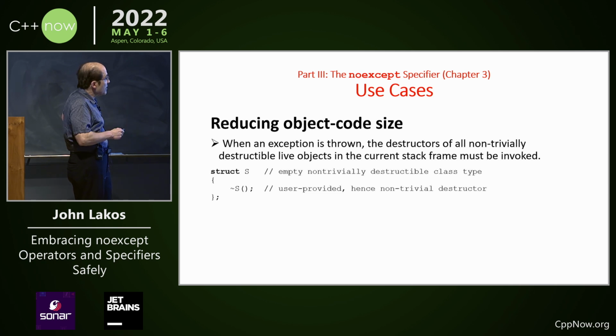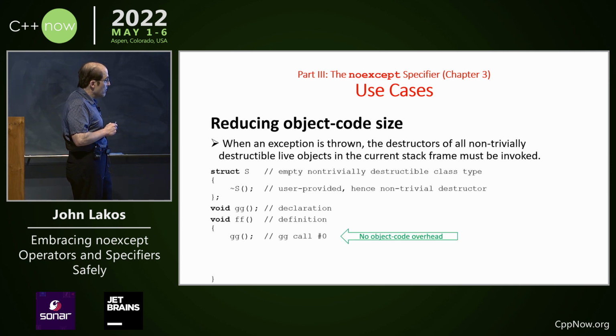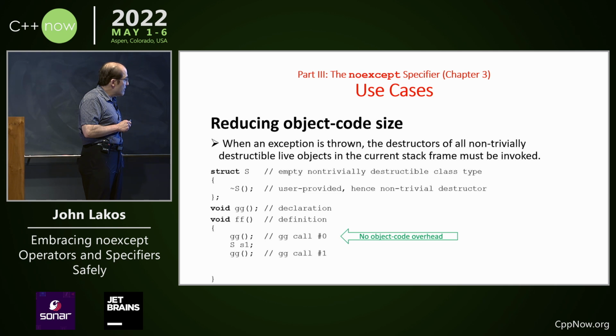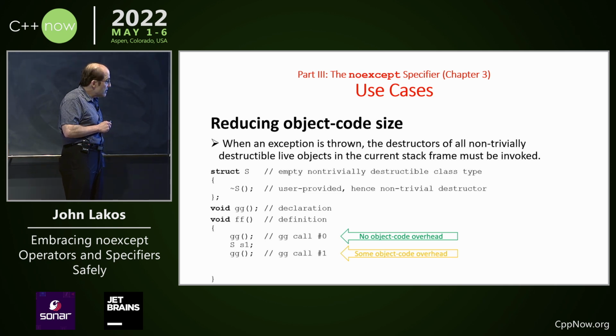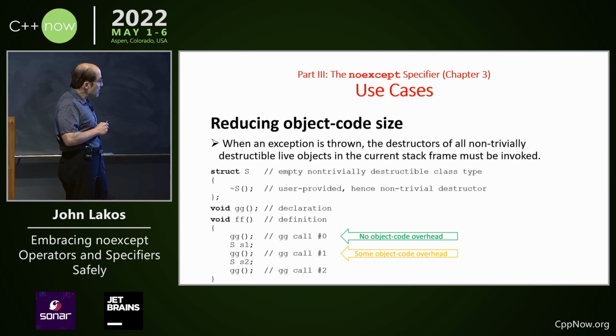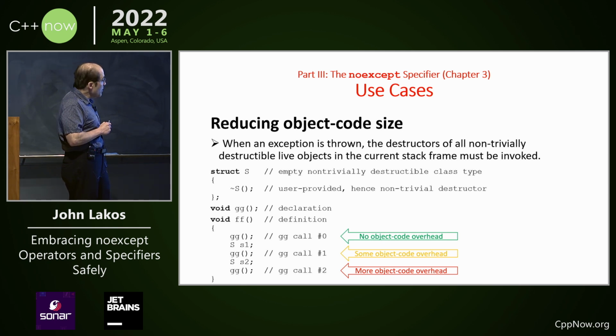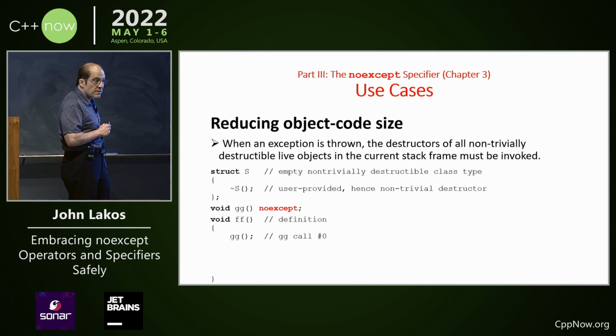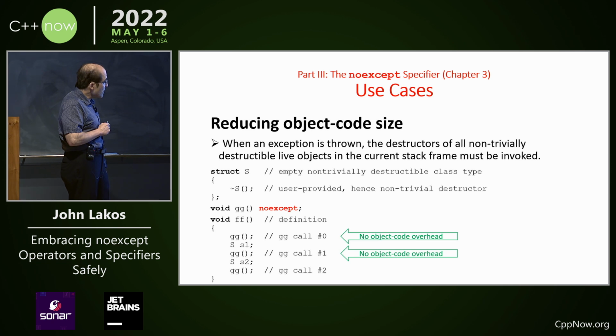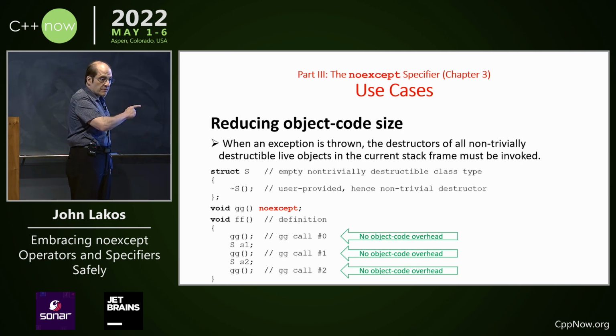So, user provided, hence non-trivial destructor. Here's that, and here we've got the function GG. I use F and G consistently throughout these things to talk about the outer and inner function. So F is the outer function and G is the inner function. And the first call to GG, no object code overhead, because it either succeeds or fails, right? There's no problem. Then I create this. This is some state on the stack. Now if I call it and it throws, there's some object code overhead, because I have to try, catch, and do all that good stuff, right? Then if I do this, there's yet more object code. So what we're saying is if we declare GG noexcept, then there's no object code here, no object code here, and no object code here. Does that make sense? That's what it gets us. Yes, that's the truth.